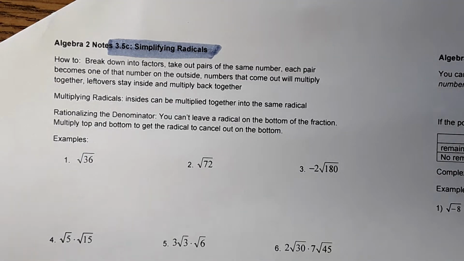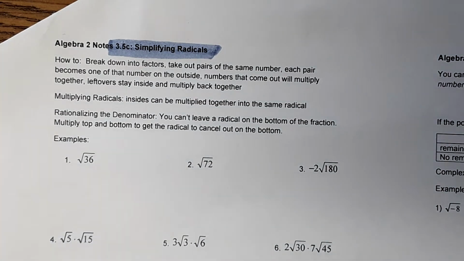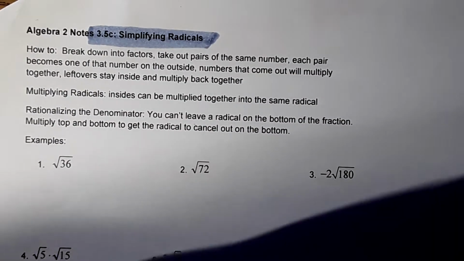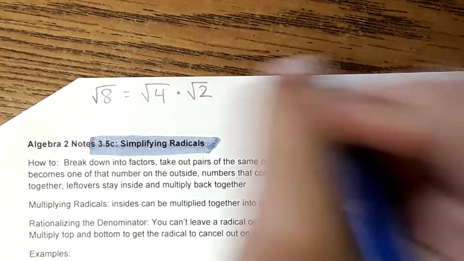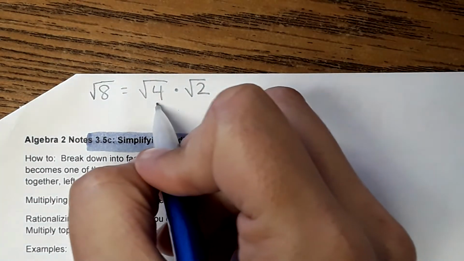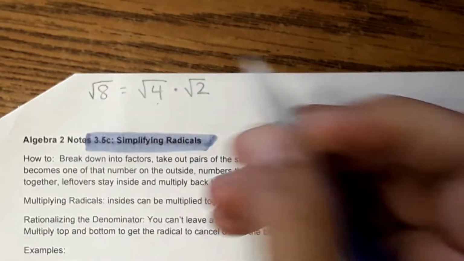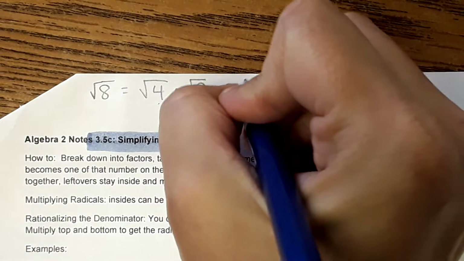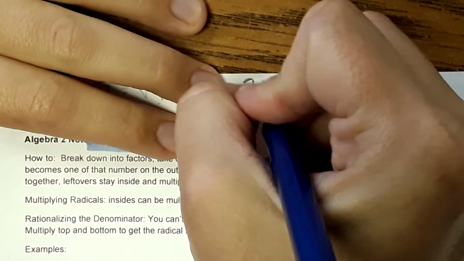Okay, so before I get into these practice problems, I want to go over a couple little skills that we're going to be using throughout this. So one thing would be if you have square root of 8, you could break that up as square root of 4 times square root of 2, and then simplify just this part. So square root of 4 would be 2, so then this would simplify to 2 square root of 2.